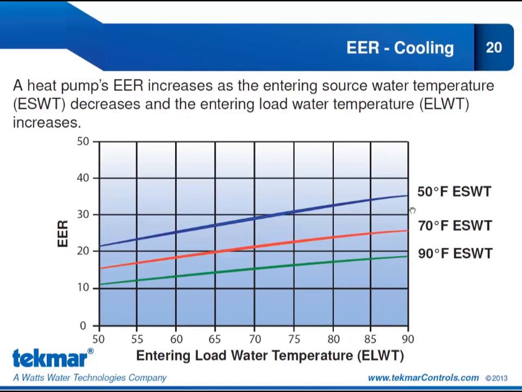Now in cooling mode, we're obviously not likely to see ELWTs of 90 degrees Fahrenheit. So we're going to be at this end of the chart more than likely. And if we can keep those entering load water temperatures as high as we can, and if we can get the lowest temperature ESWT, that's where we're going to see those highest efficiencies, the highest EER values.